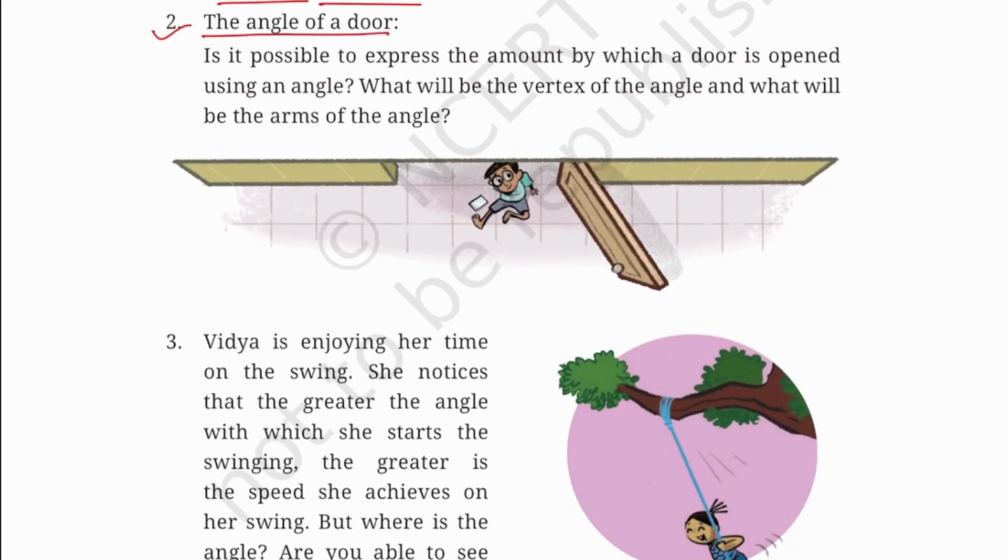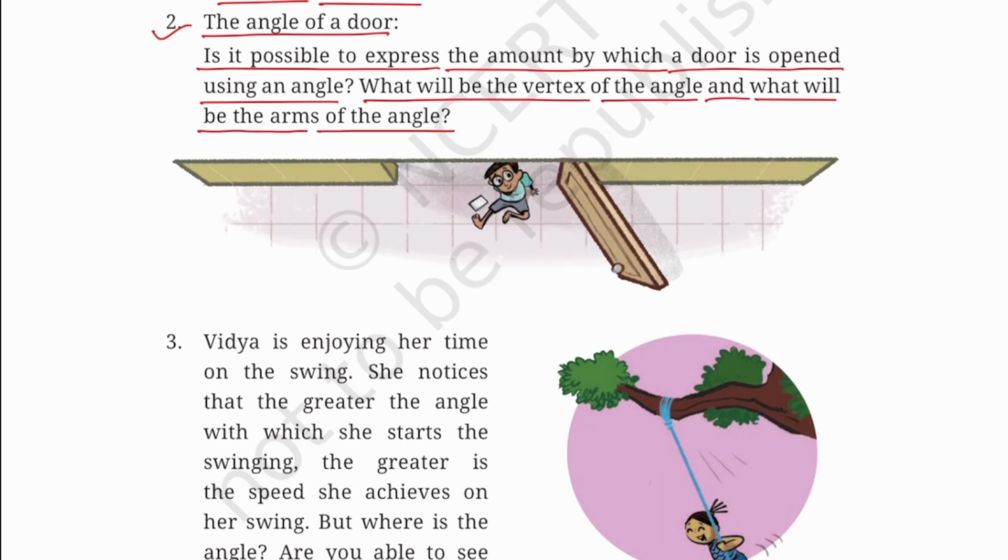2. The angle of a door. Is it possible to express the amount by which a door is opened using an angle? What will be the vertex of the angle and what will be the arms of the angle? You can see here an angle is being formed. You can see this wall is acting as an arm. This door is acting as an arm. The angle formed here is this one.